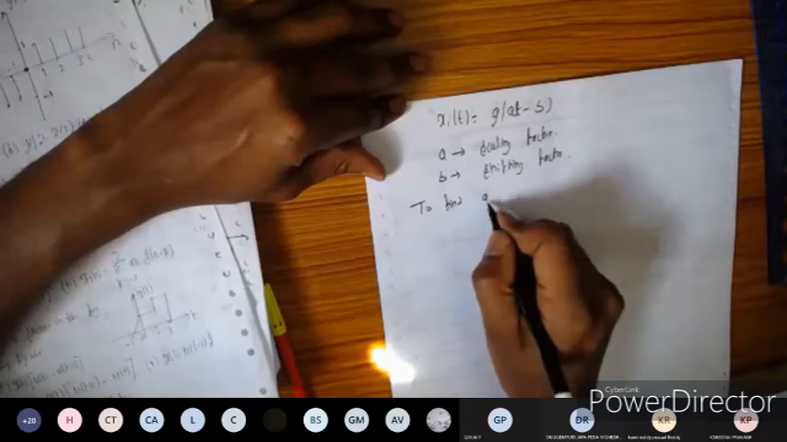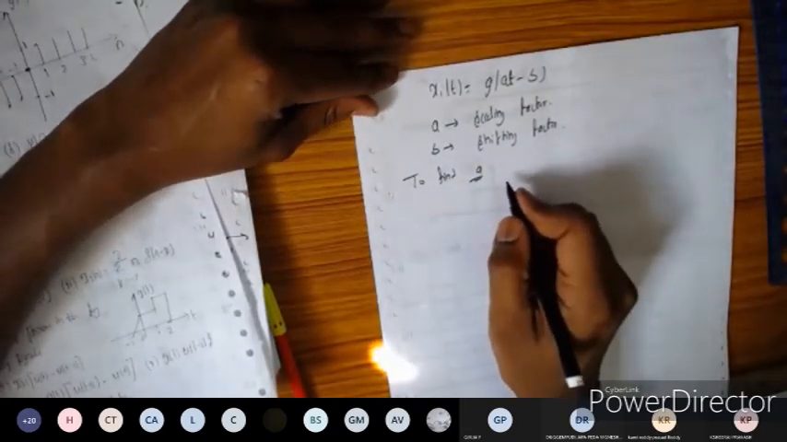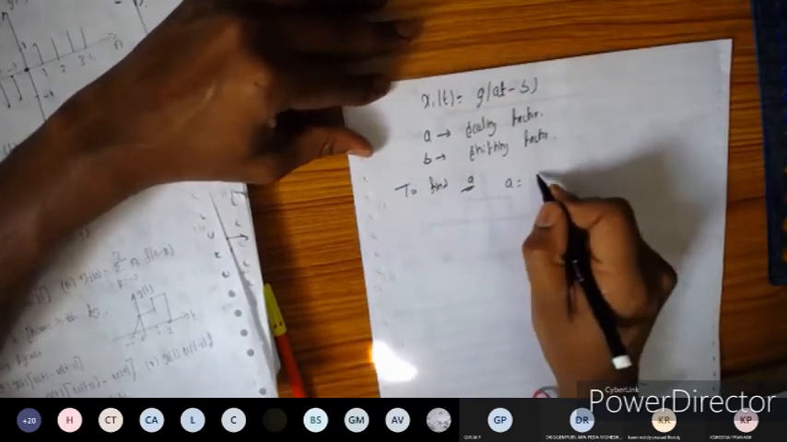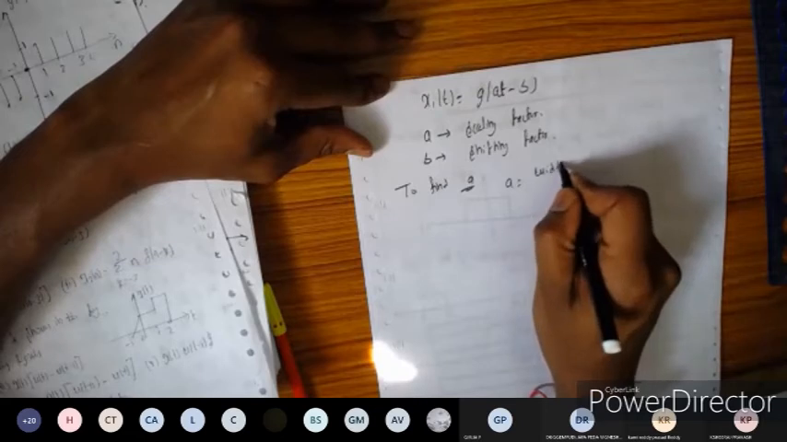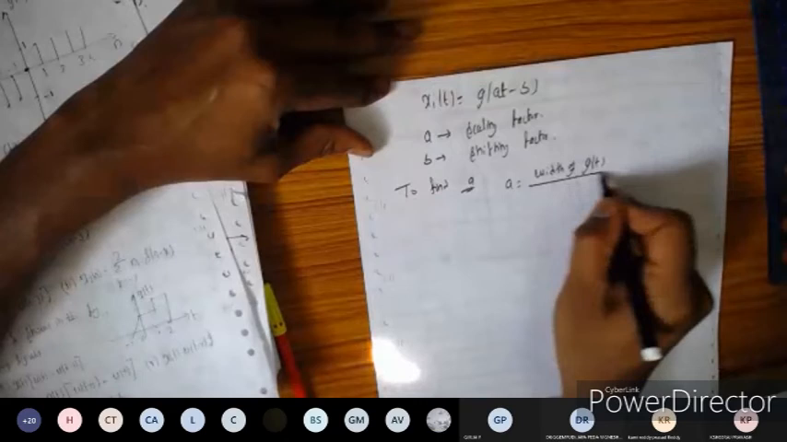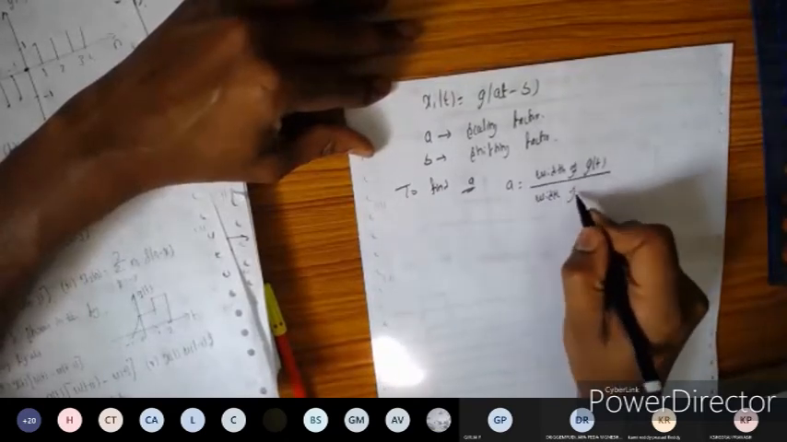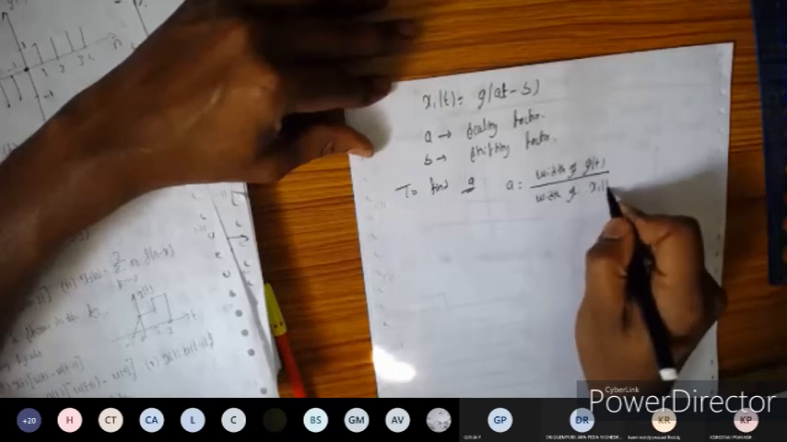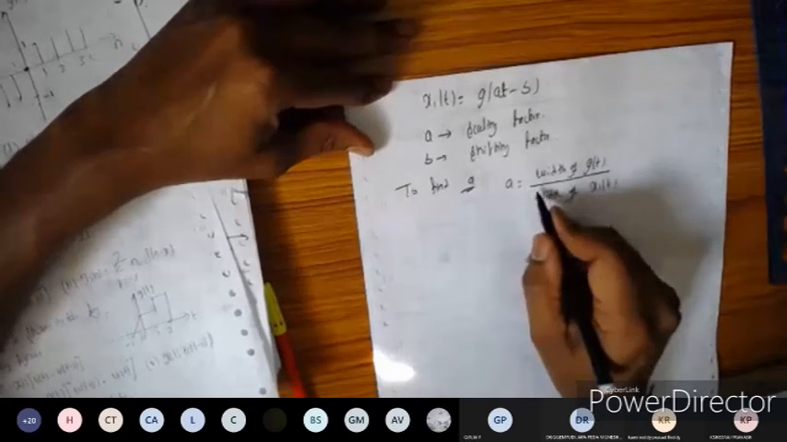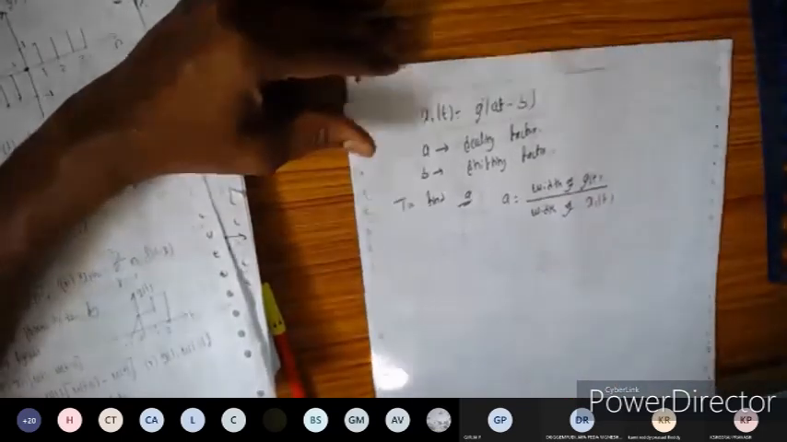To find A, this is very important in the exam. Plenty of times this problem has been asked. A can be found like this: the width of g of t, divided by the width of x1 of t. That will become the scaling factor A.